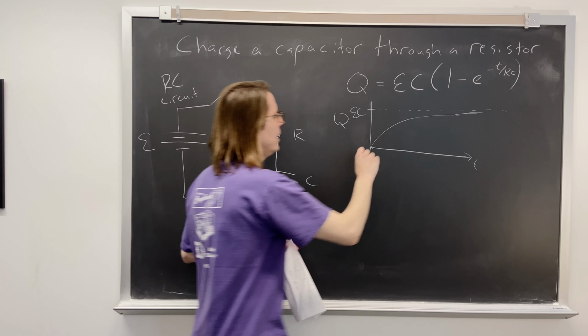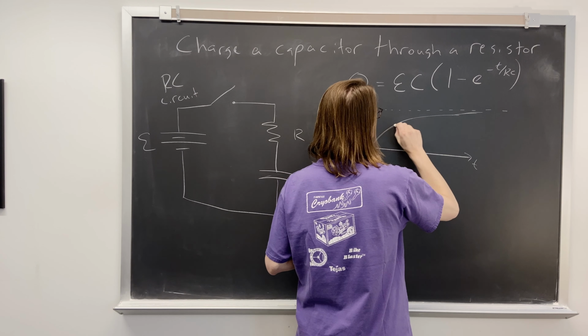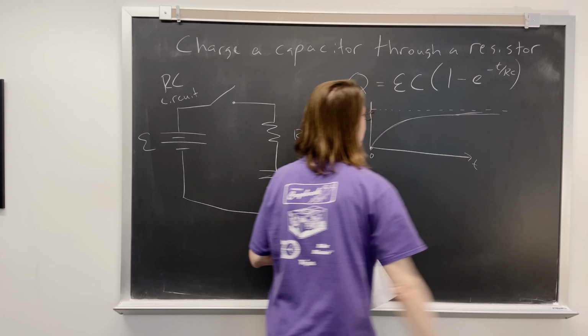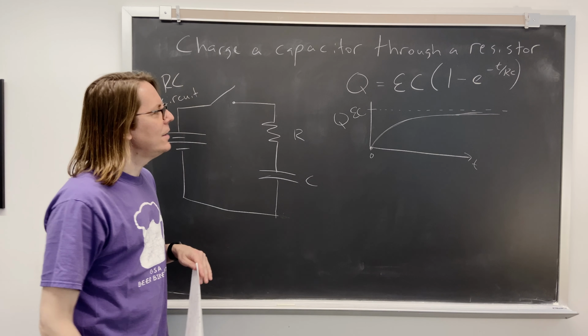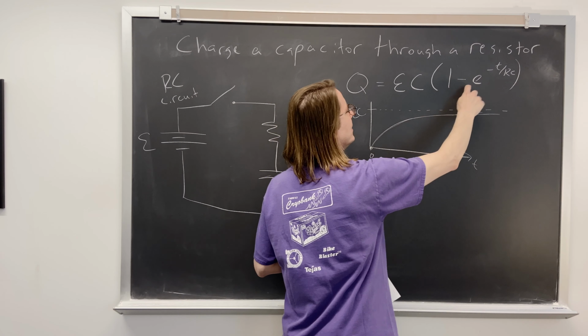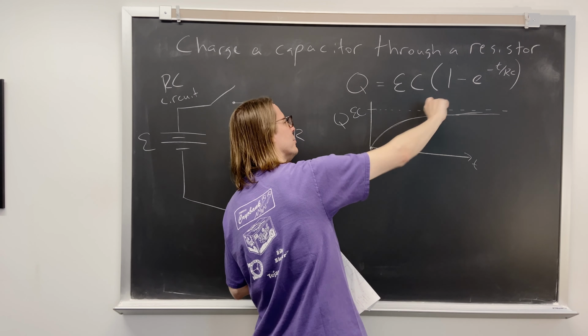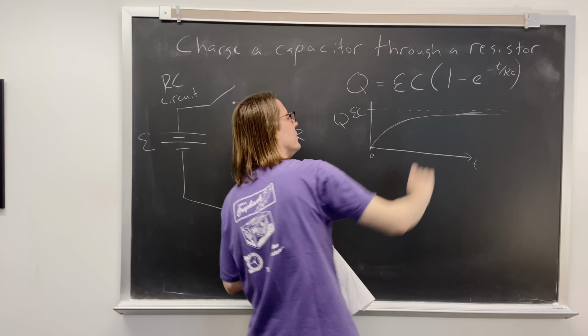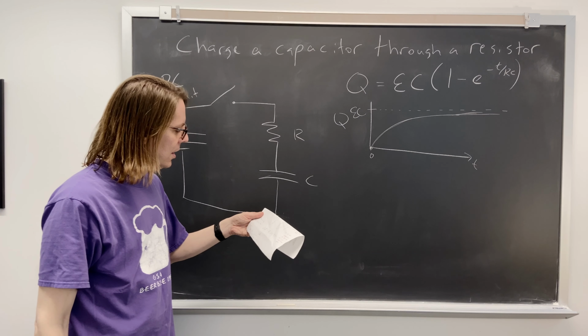Okay, so exponential approaching the saturating value. And you can even tell it's an exponential. It's 1 minus an exponential. If you look, see, that looks like an exponential decay. Just 1 minus exponential decay.